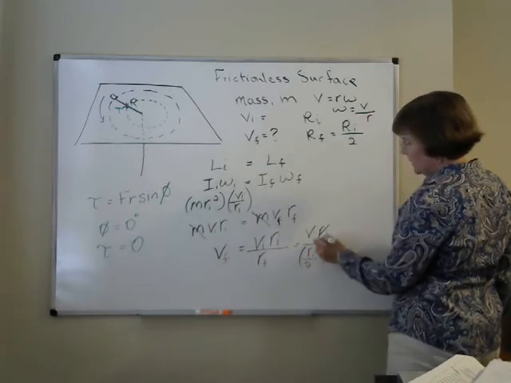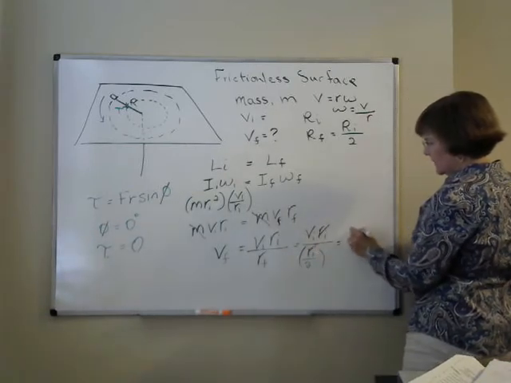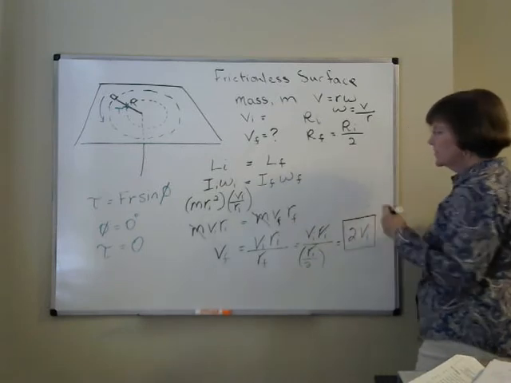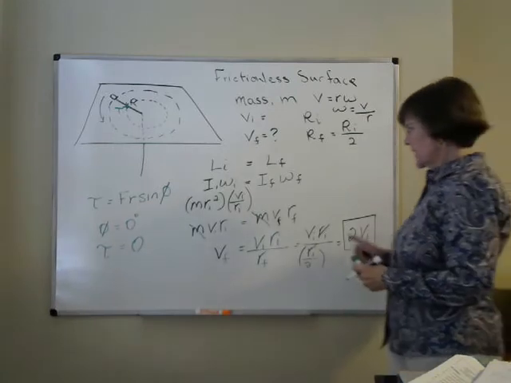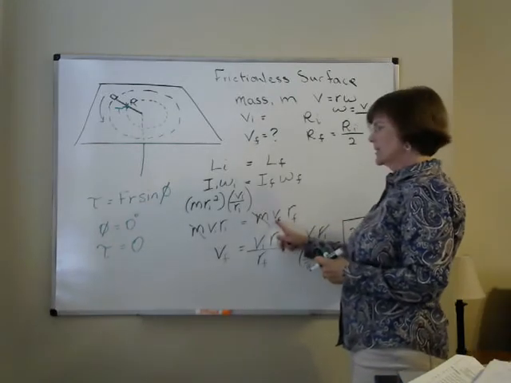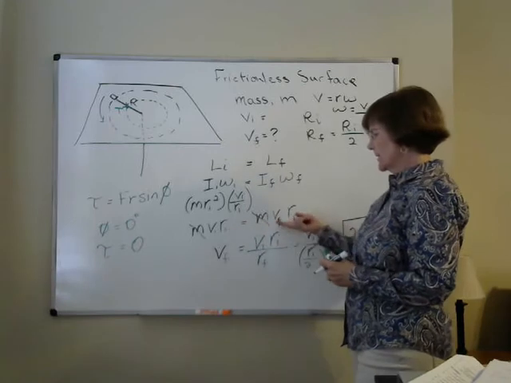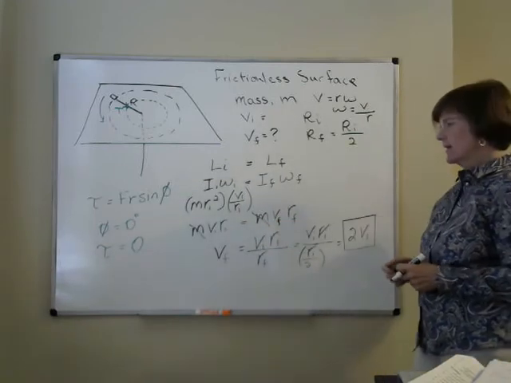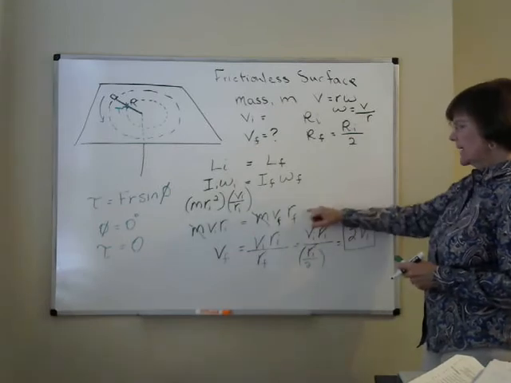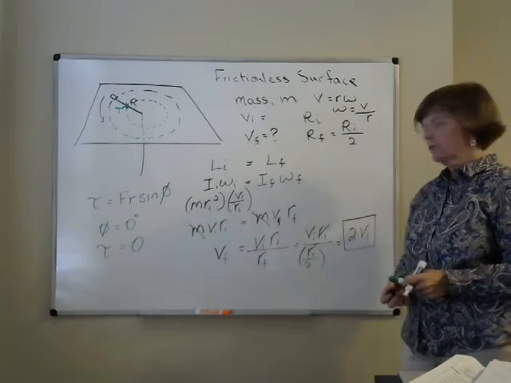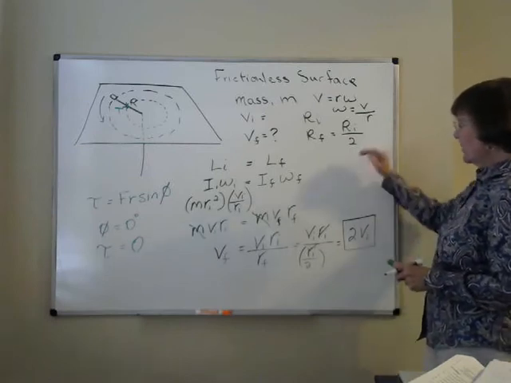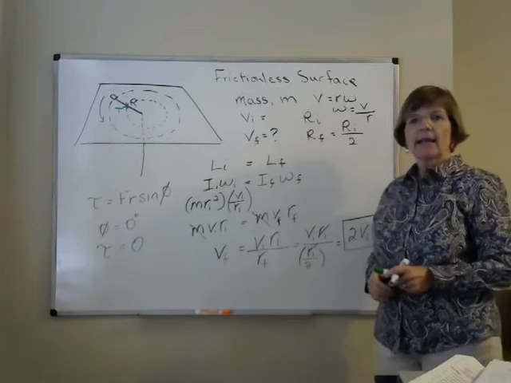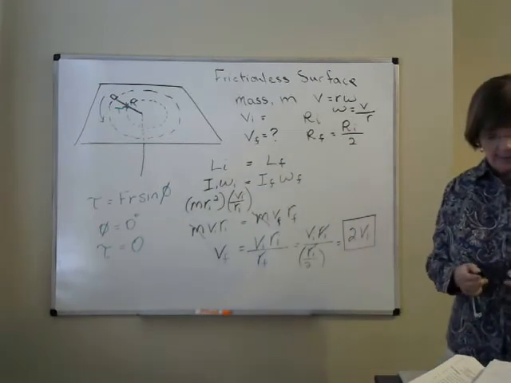Notice how the R's are going to cancel. You'll be dividing. It's going to be 2V initial. If you reduce the radius to half, you're going to have to double the velocity. You can look at this in this relationship. It's really obvious, right? Velocity and the radius are essentially inversely proportional to each other. If you halve the radius, you're going to have to double the velocity to maintain your angular momentum.